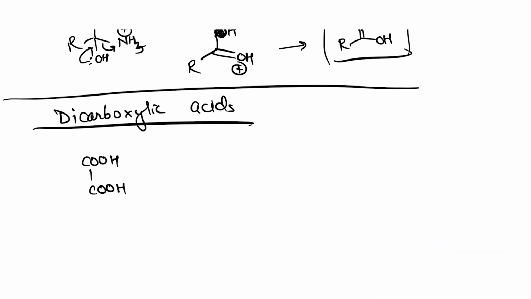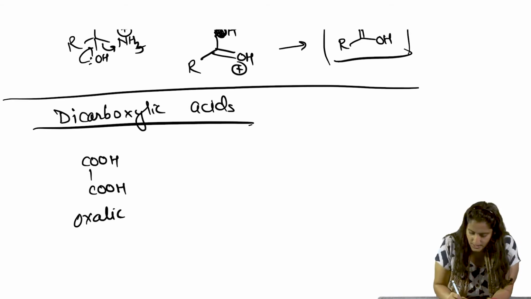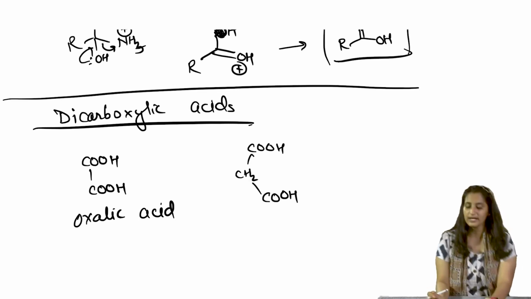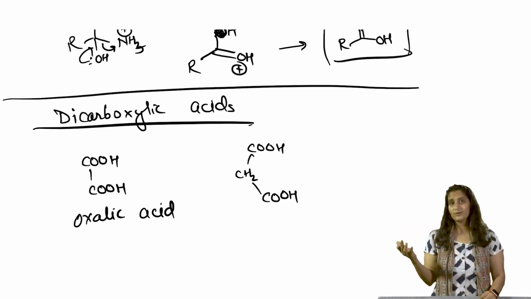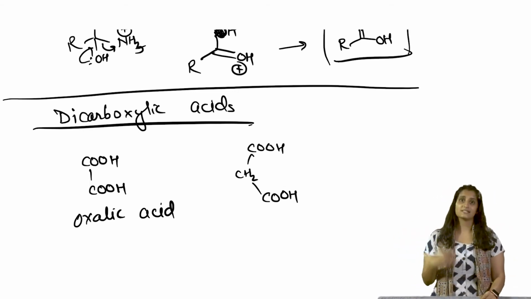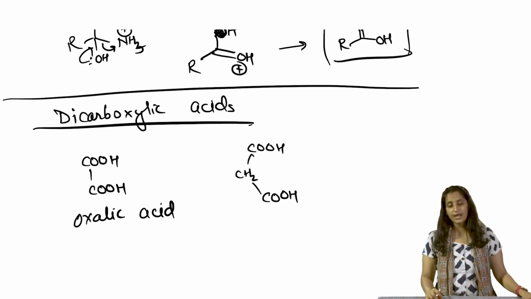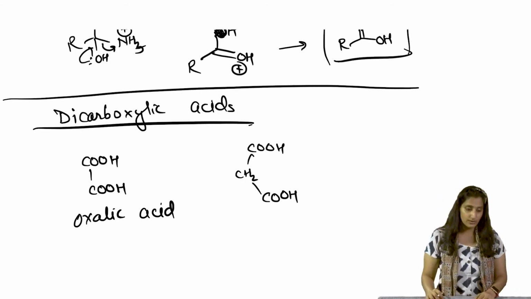Then we have malonic acid, for example, here. Sorry, so this is oxalic acid, and then we have malonic acid, and malonic acid we are going to cover in the case of malonic ester synthesis. It is a very important way to synthesize various other molecules.